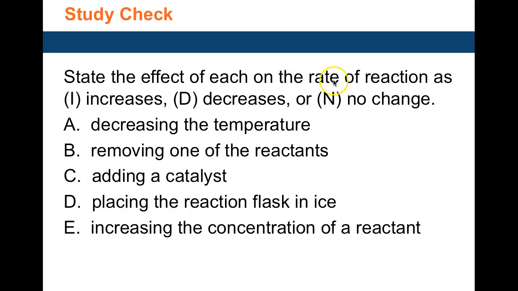State the effect of each on the rate of reaction, as it increases, decreases, or no change. Decreasing the temperature would mean decreasing the rate. Removing the reactants would also mean decreasing the rate. Adding a catalyst would increase the rate. Placing the reaction flask in ice, again lowering the temperature, decreases the rate. Increasing the concentration of one of the reactants would also increase the rate.